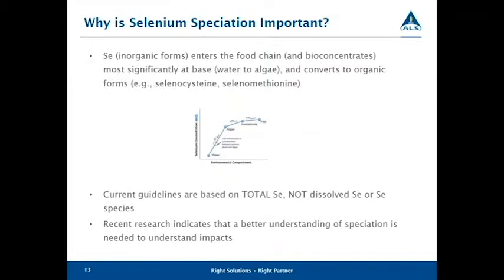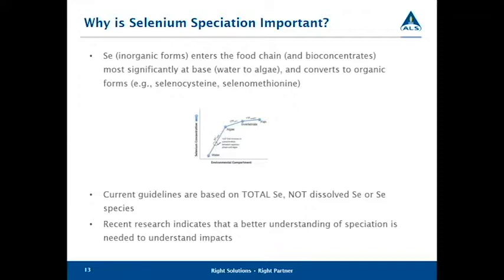So selenium generally occurs as the inorganic forms, selenate and selenite, in water. Generally, it's this inorganic form that enters the food chain and then bioconcentrates, most significantly from water at the base level, water to algae, and then converts into organic forms.